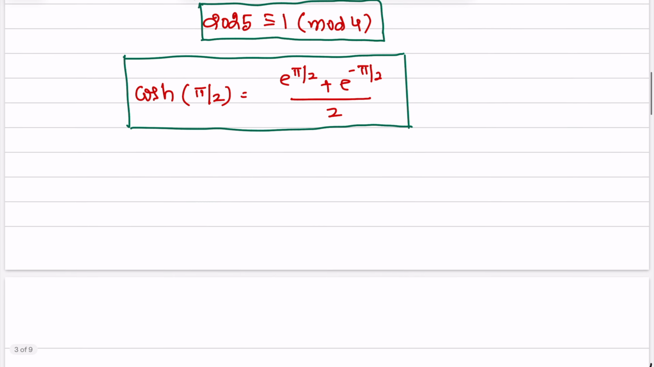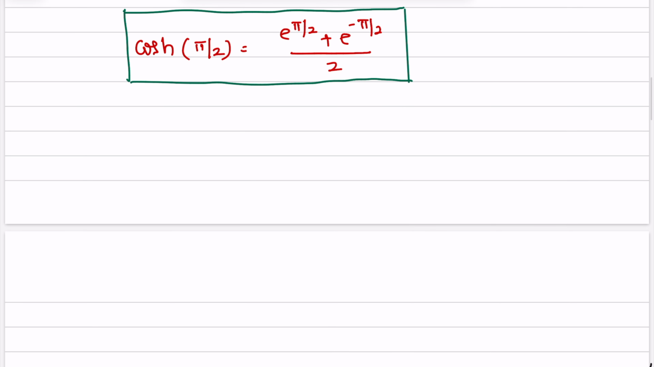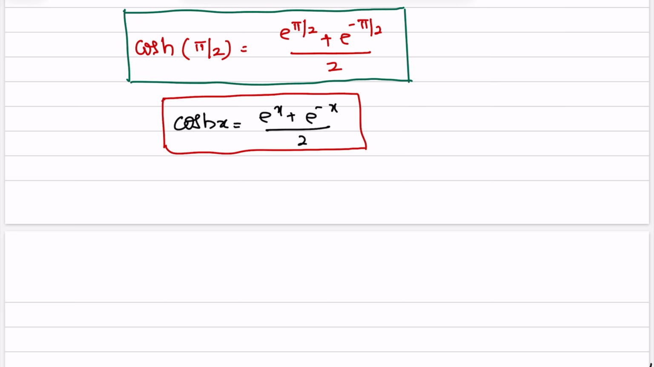It has come from cos hyperbolic x is equal to e to the power of x plus e to the power of minus x by 2. This is the formula. Similarly, you write the formula for homework. I want to give you sin hyperbolic x. What is the formula? You please write. Check the standard textbooks and write it.